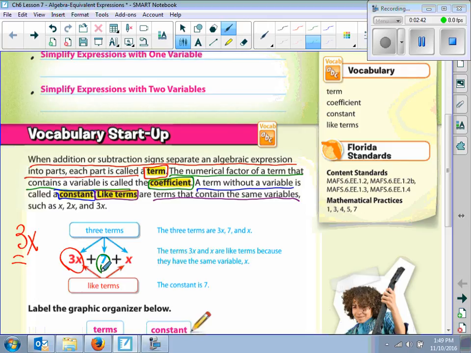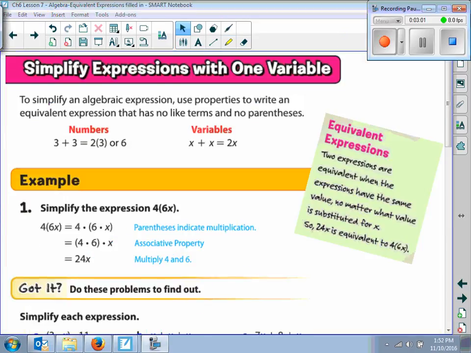And then like terms. Like terms are terms that contain the same variables. So here I've got 3x plus 7 plus x. The 3x and the x, because they have the same variable, those are like terms. So, the first thing we're going to do is simplify expressions with one variable. Now, to simplify an algebraic expression, you use properties to write an equivalent expression that has no like terms and no parentheses.